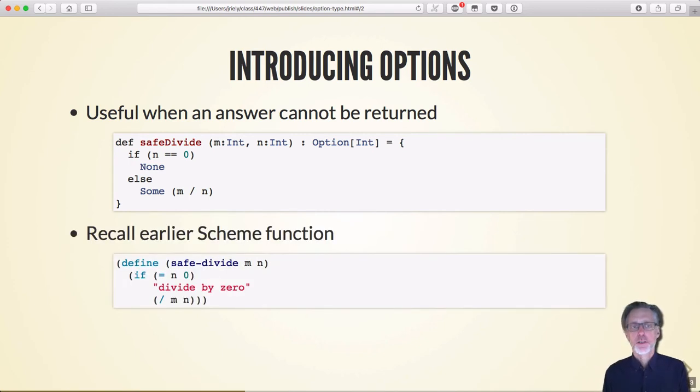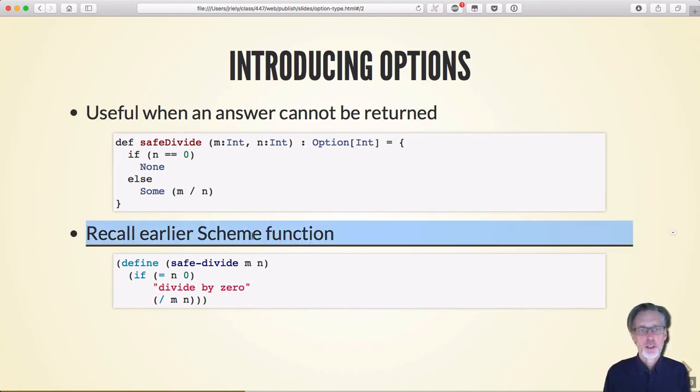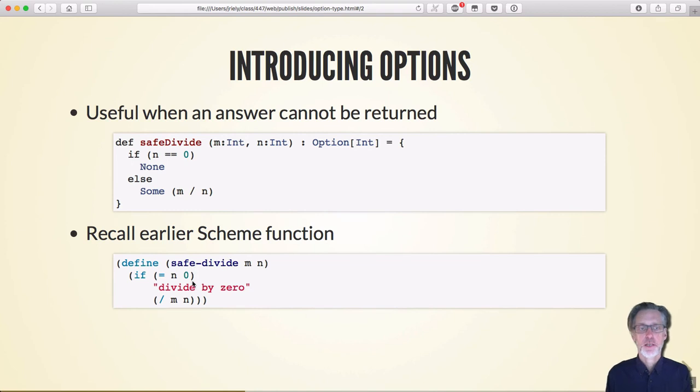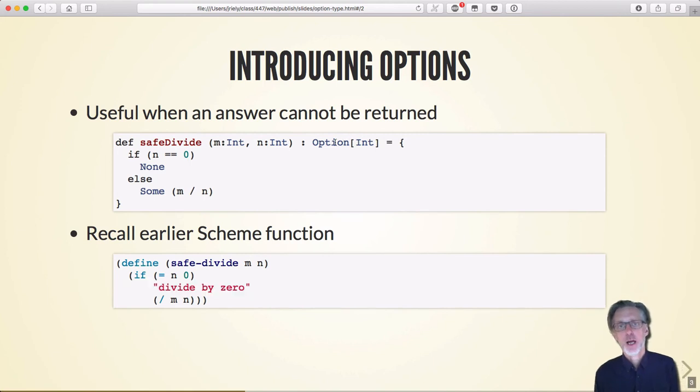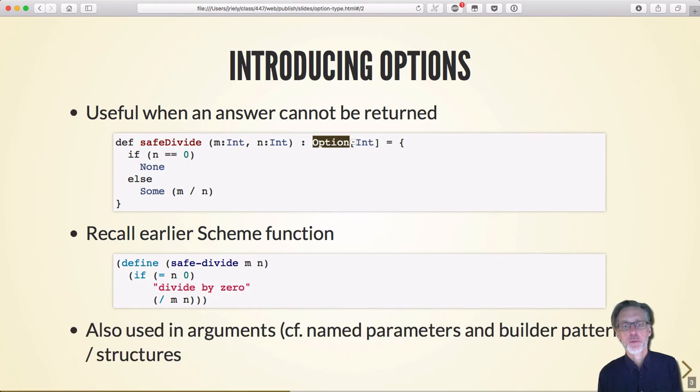It does impose some stuff upon the programmer. We can do this in Scheme, and when I did the Scheme lecture, I showed you this Scheme function. This is a safe divide. And Scheme is dynamically typed, so we could just simply return different things in the different cases. Scala is not dynamically typed, so we have to have a type discipline here to explain the result, and Option is the way we do that in a typed language.